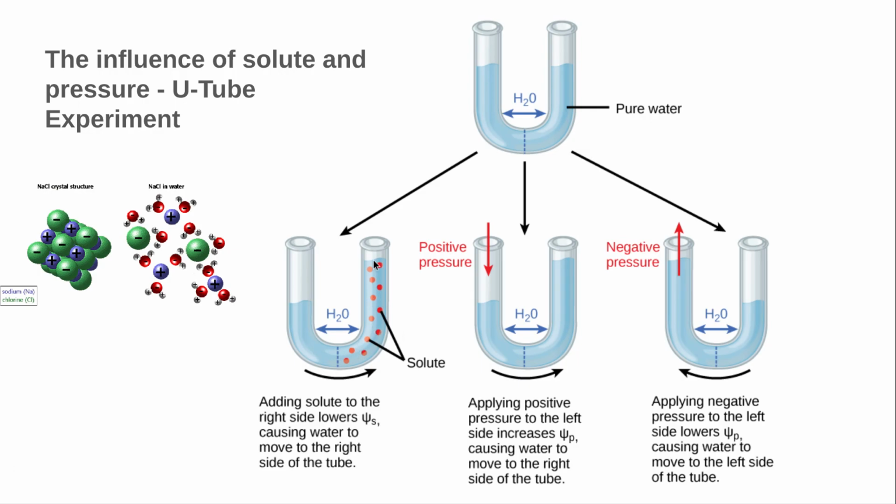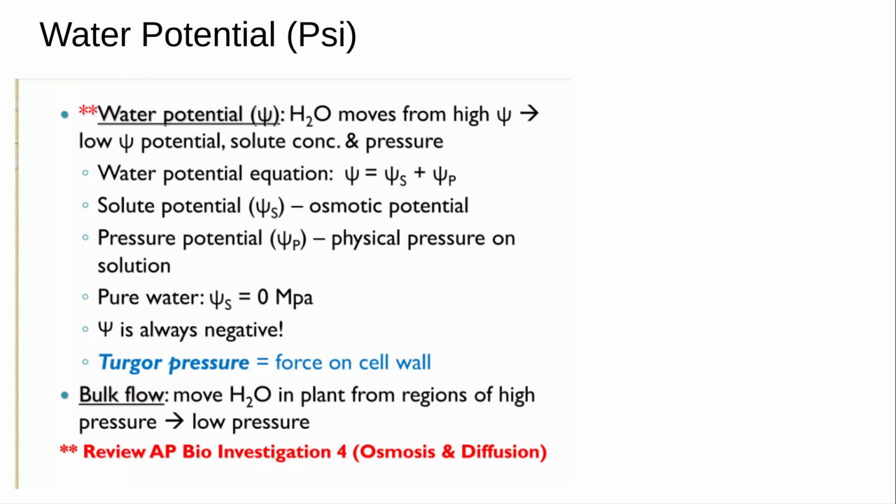So as a result, the water level is going to rise. Another way you can change the height of the water from one side to the other side is by applying pressure. You can apply either positive pressure or negative pressure, and that's going to change the height of the water inside the tube. So solute concentrations, or the presence of solute, and the application of pressure are the two things that influence water potential, the ability of water to move.